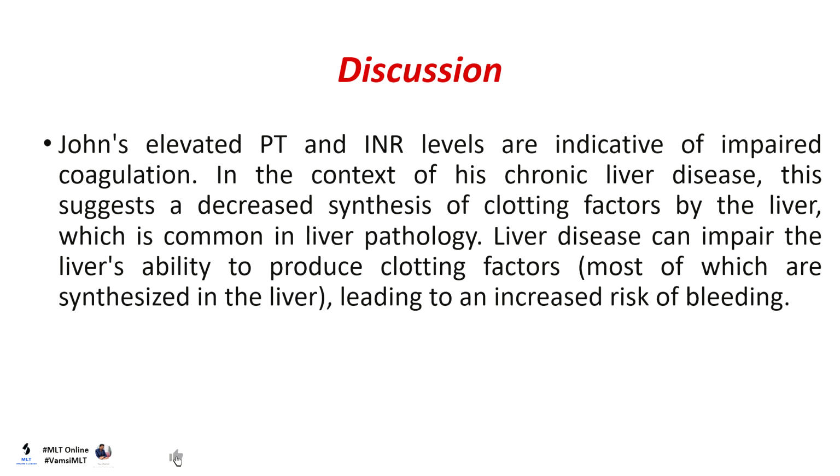Discussion. John's elevated PT and INR levels are indicative of impaired coagulation. In the context of his chronic liver disease, this suggests a decreased synthesis of clotting factors by the liver, which is common in liver pathology. Liver disease can impair the liver's ability to produce clotting factors, most of which are synthesized in the liver, leading to an increased risk of bleeding.